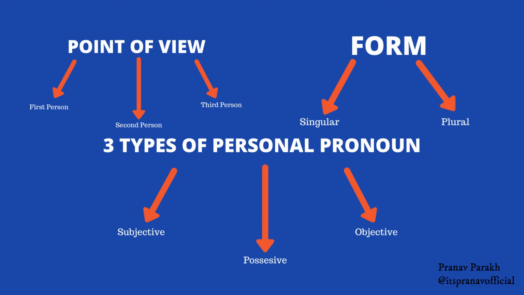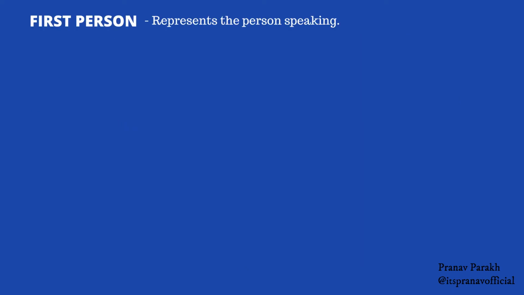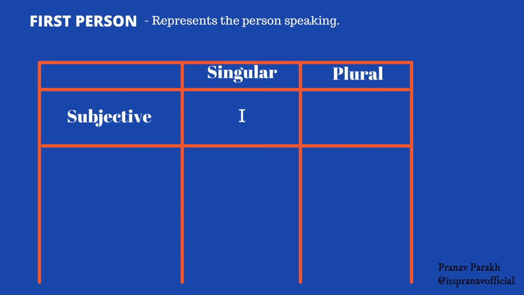First of all is first person, which represents the person speaking. Do you remember the example we took where the first person, Rajesh, was speaking about Rahul? So he is the person who is speaking, and is denoted as first person. The first person is divided into two parts, singular and plural. And similarly, these are divided into three types. Subjective, where singular is I and plural is denoted as we.